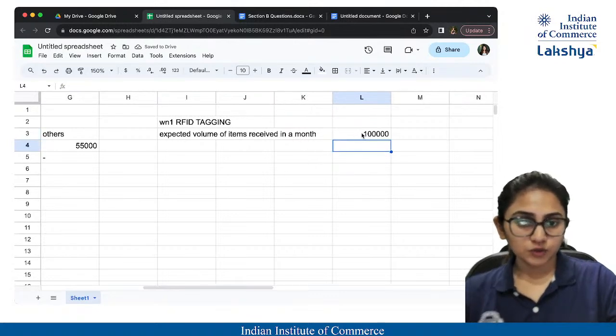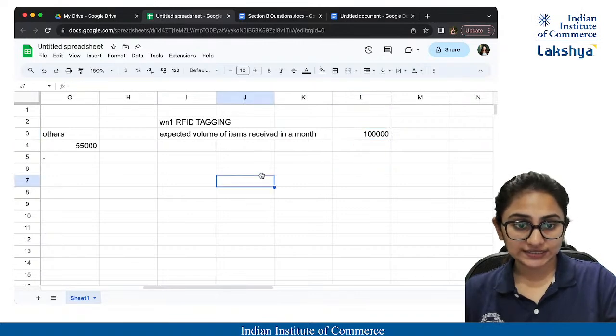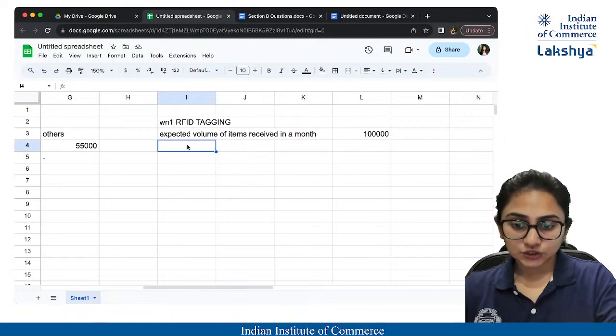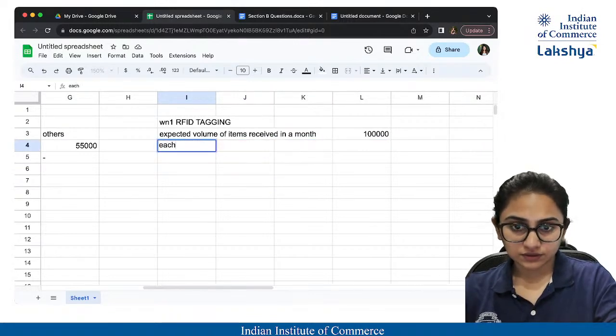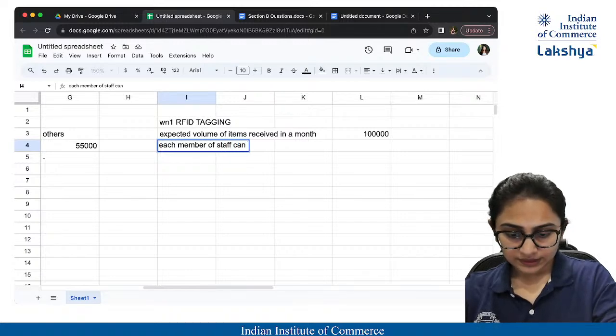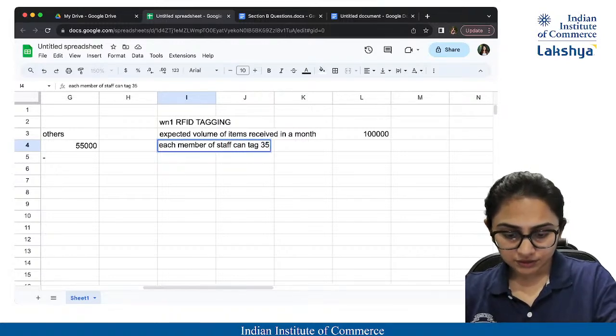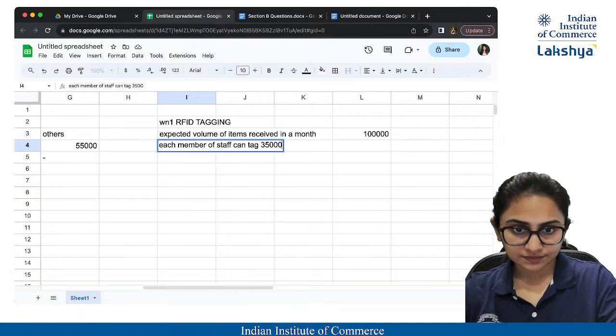Right, so if you want to know the value of this, you look here, the formula will appear: 12 lakh divided by 12. That is how you arrived at 1 lakh. Okay, then each member of the staff can tag 35,000 items PM, that is per month.